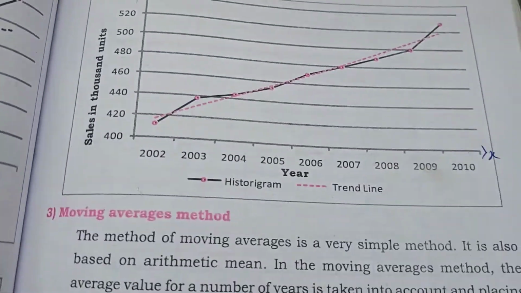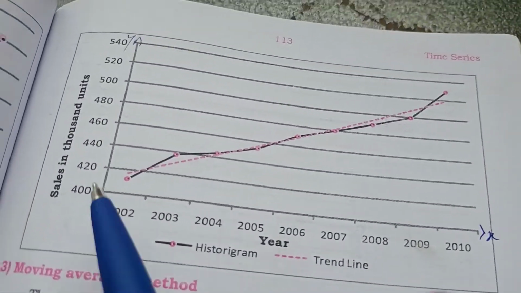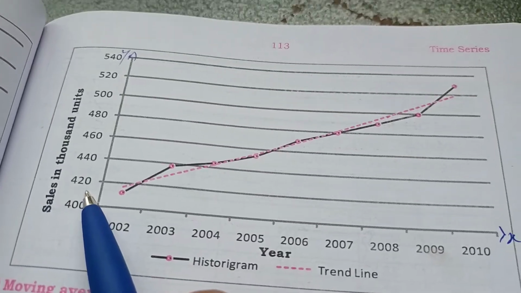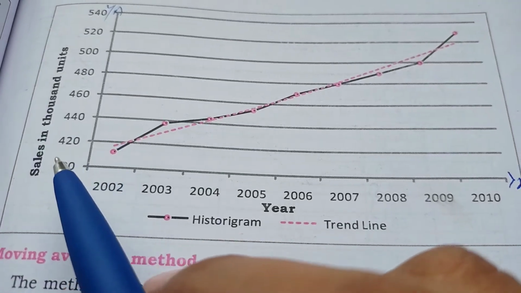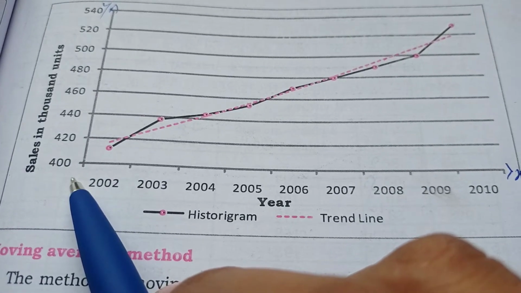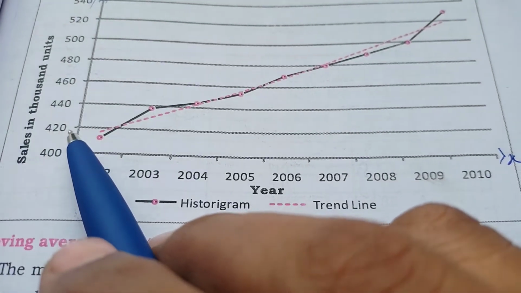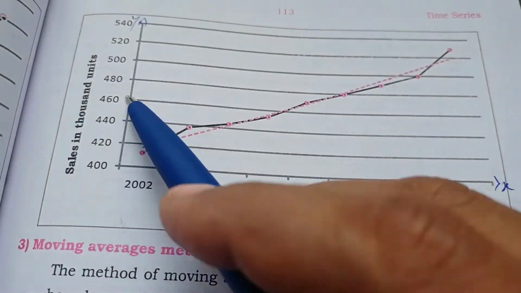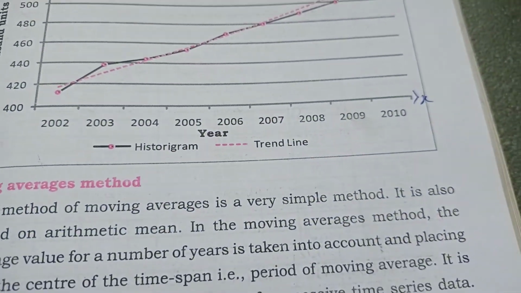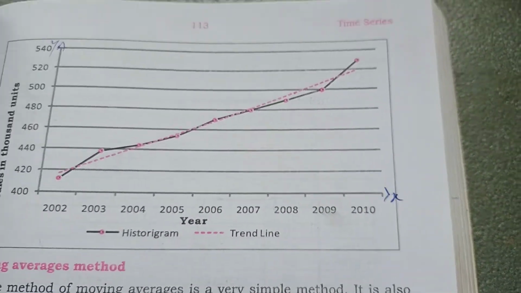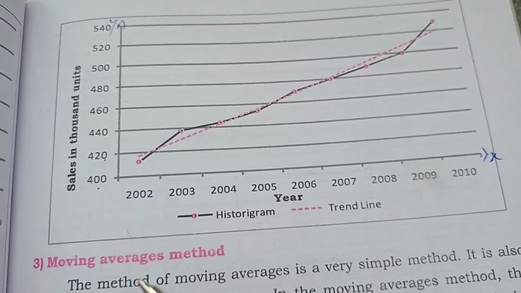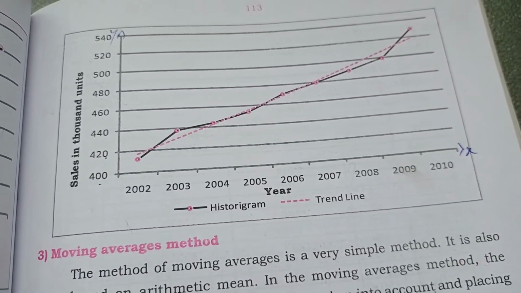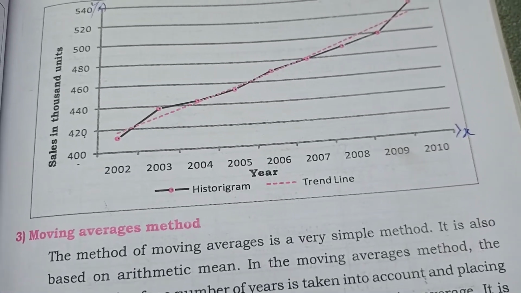By adjusting this we have to write 400, 420. I have considered this; if you want you can take 400, 410, or 400, 405, whatever. It should be adjusted to your graph size properly. So here I have taken 400, 420. You can take 450 like that also. It should be adjusted properly and be clearly visible.